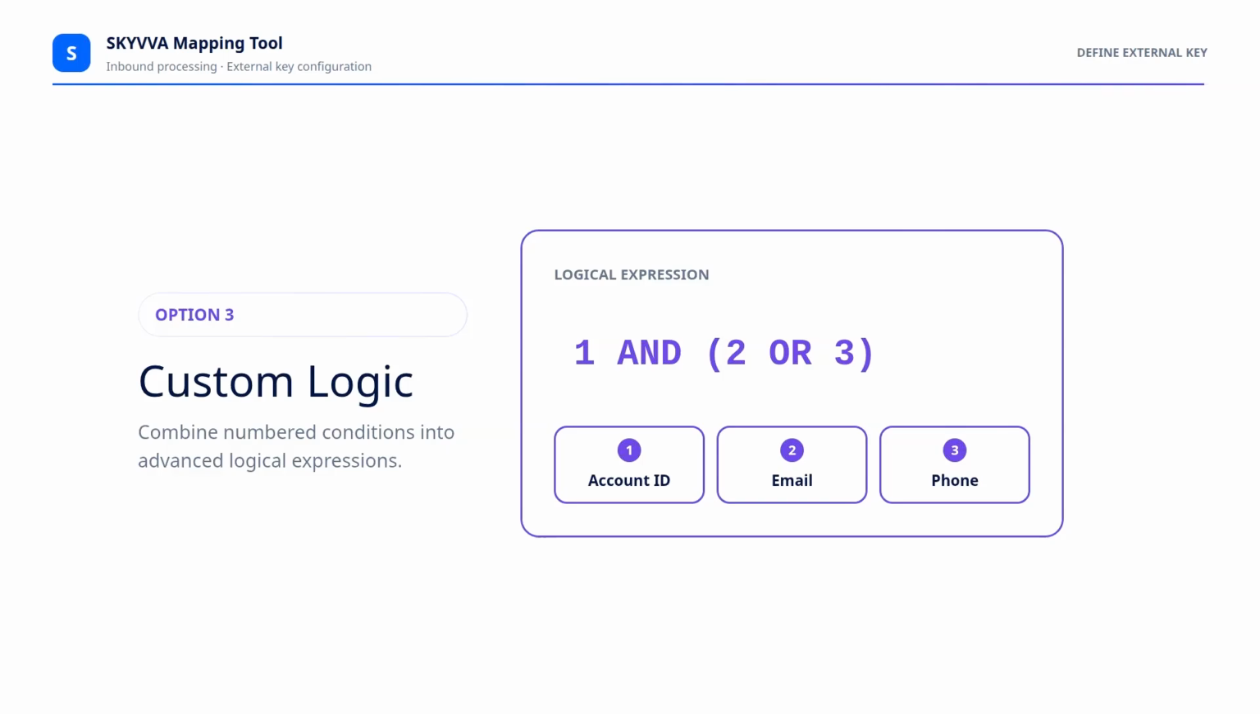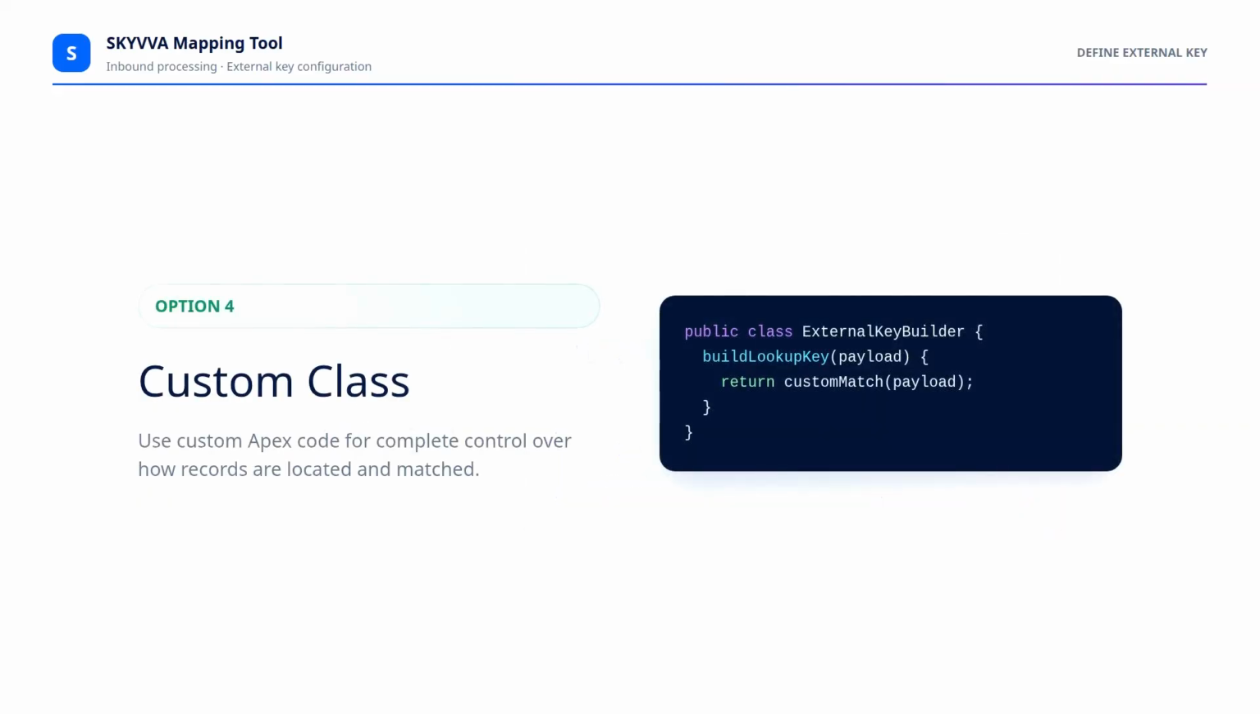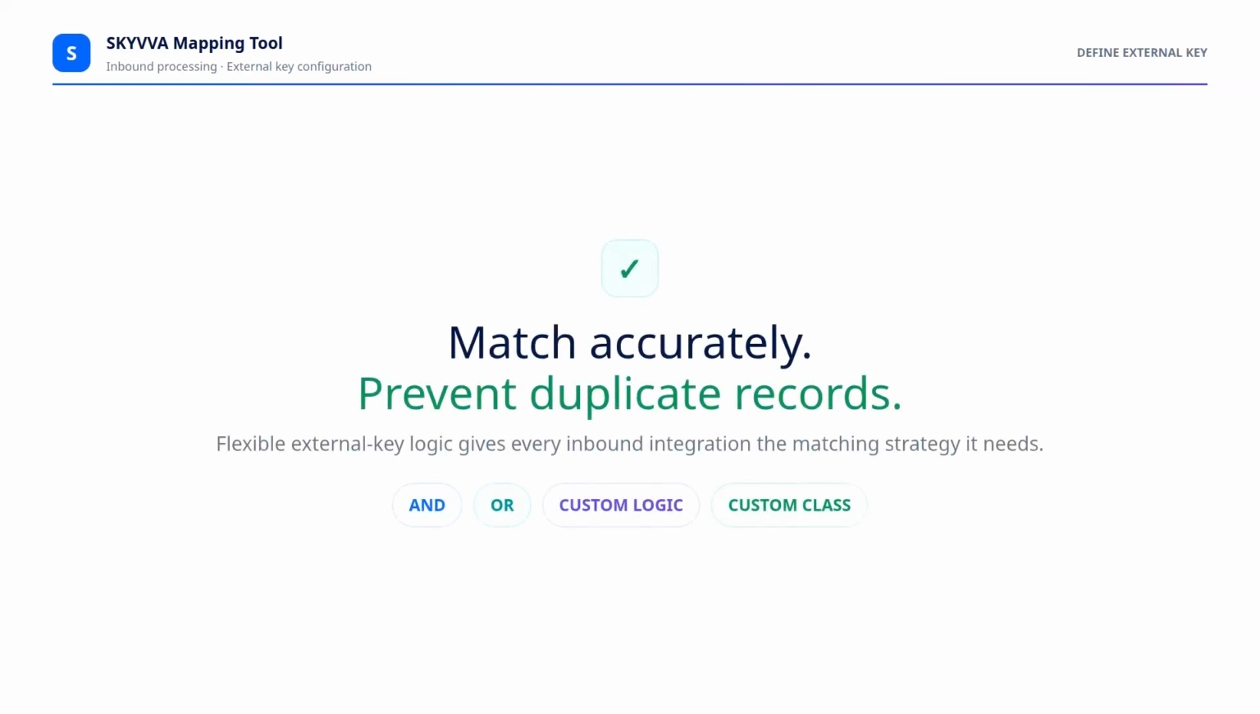For example, you can require condition 1 together with either condition 2 or condition 3. For complete control, custom class lets you implement your own Apex logic for building and executing the record lookup. With these flexible options, inbound records are matched accurately, duplicate records are prevented, and every integration can use the strategy it needs.